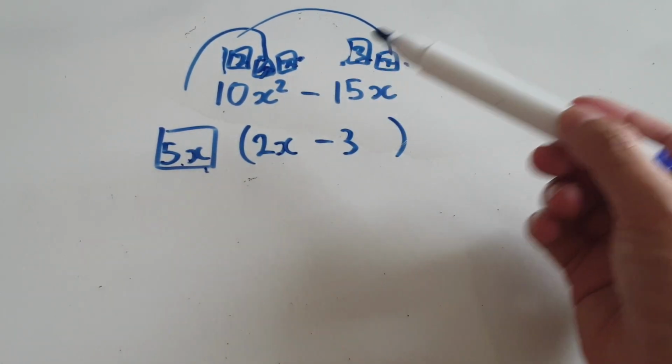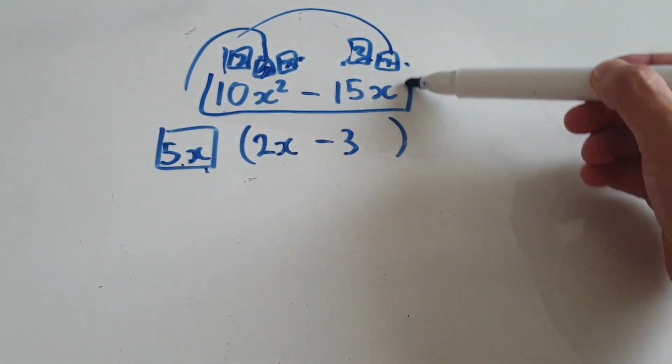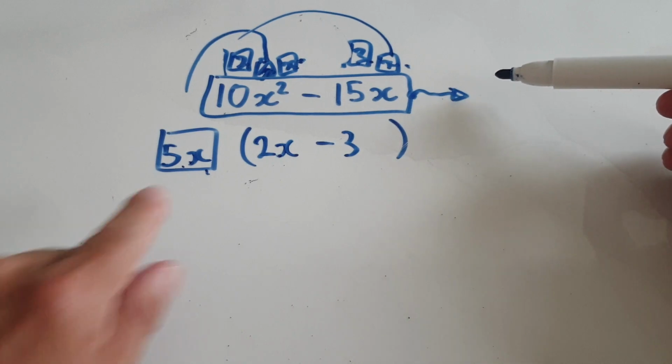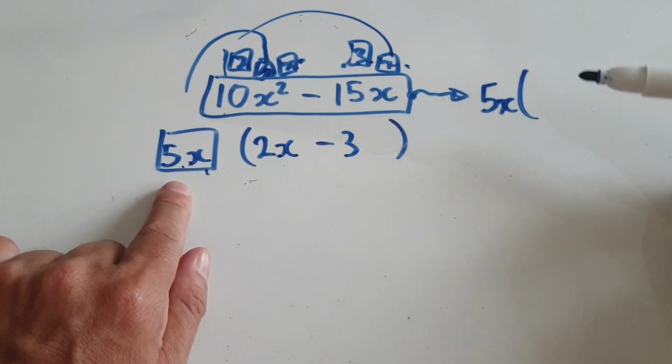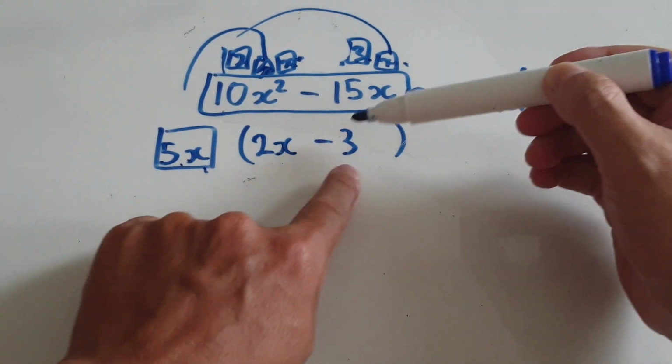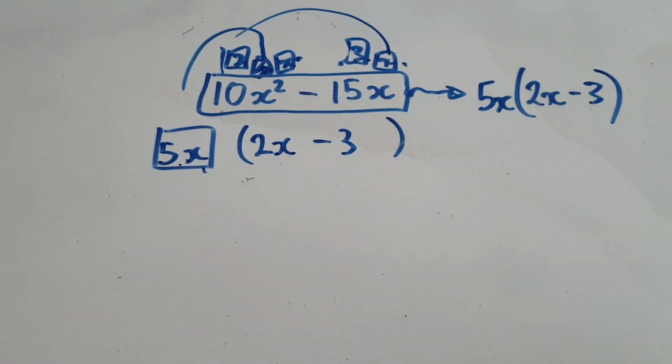So here you just factorized it. So if you were given this, the way you would factorize it would be like this. It would be 5x bracket and then 2x and then minus, and then you've got a 3 here. So that's how you factorize it.